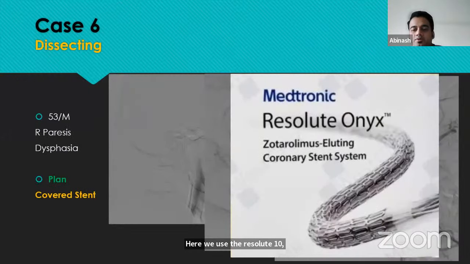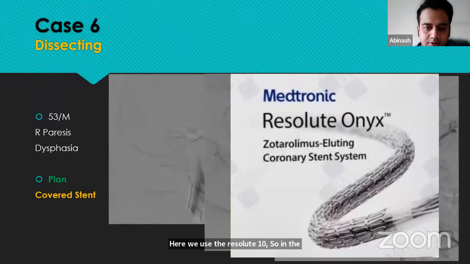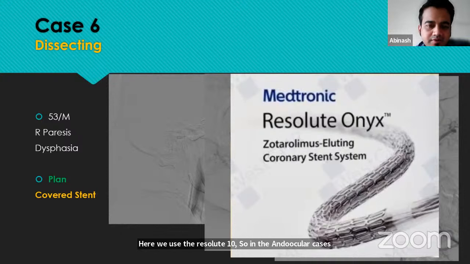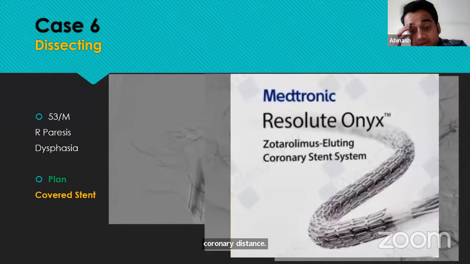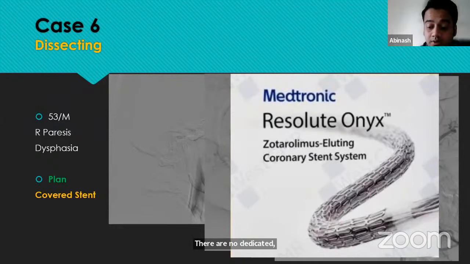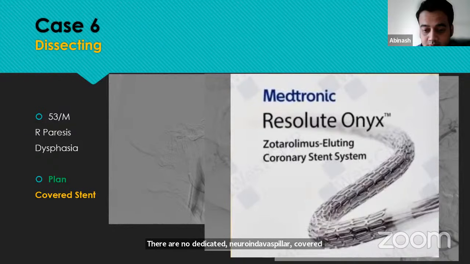So in the endovascular cases, across all the aneurysms, whichever we have managed endovascularly, we have used coronary stents. There are no dedicated neuroendovascular covered stents. So in all the cases, we have used coronary stents.